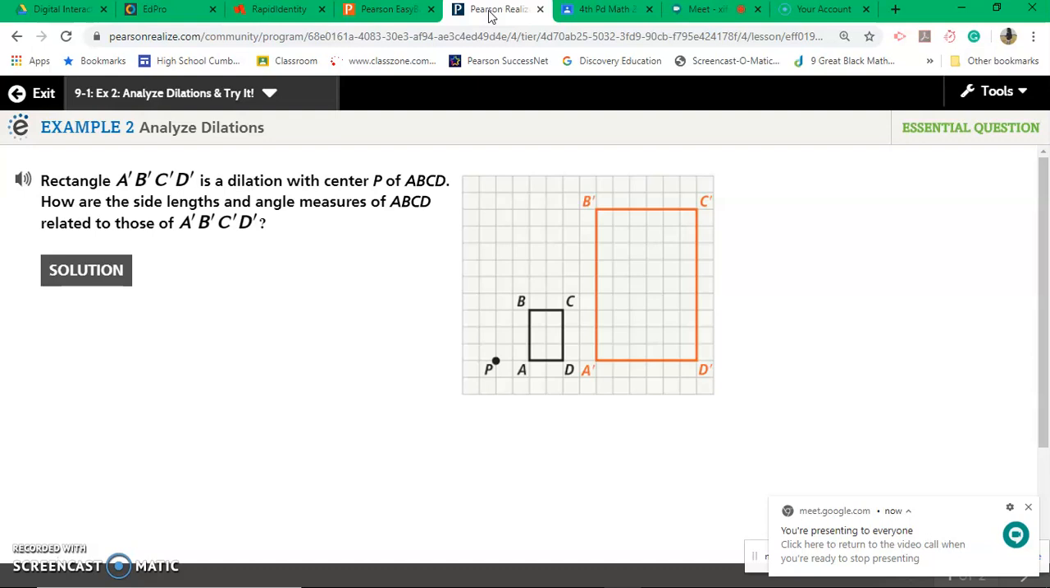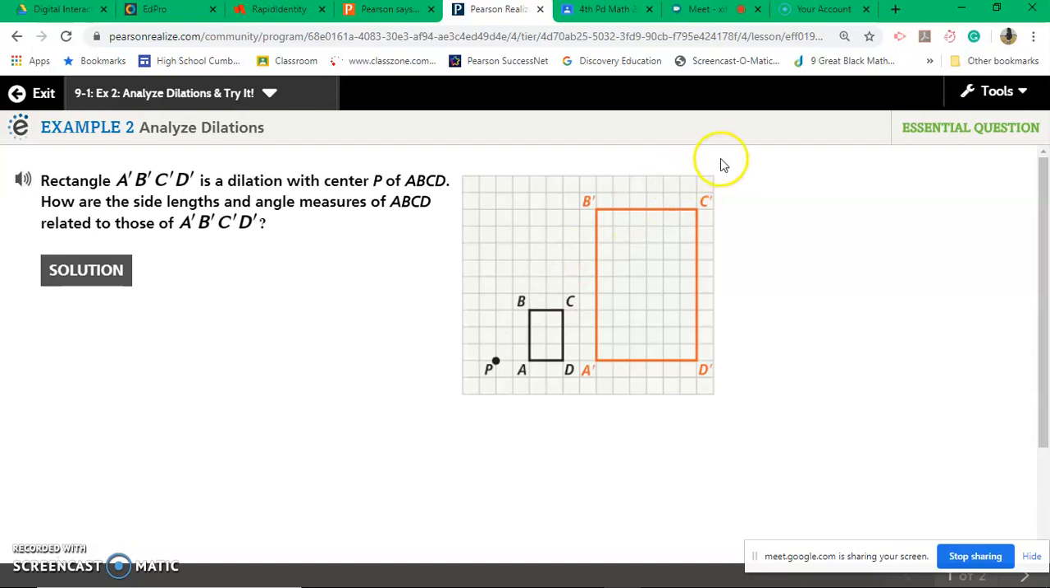Example 2, analyzing dilation. So rectangle A prime, B prime, C prime, D prime is a dilation with center P of ABCD. How are the side lengths and angle measures of ABCD related to those of A prime, B prime, C prime, D prime? So here's our center. It's always important to know where your center is, just like with rotations, you have a center of rotation. For dilations, you have a center of dilation. That is going to determine if your shape is going to go out like this, or if it's going to expand around the original shape like we saw in our previous example. That all comes from wherever your center is.